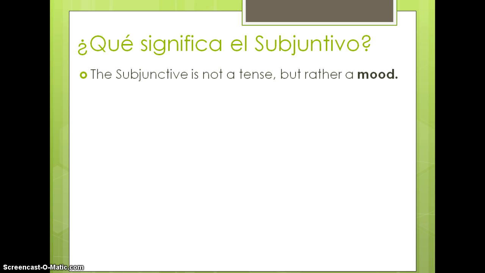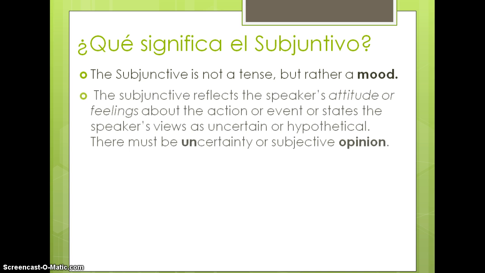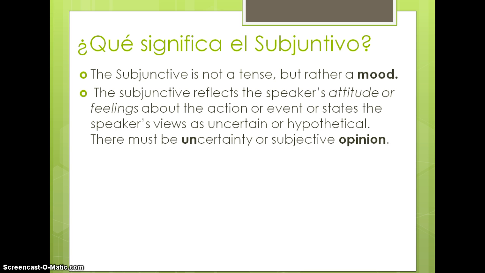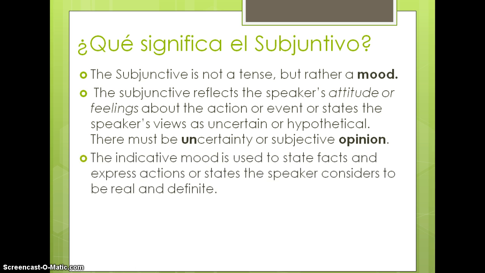We need to remember the subjunctive is not a tense, but it's a mood, just like the indicative. The tense is that we will be looking at the present subjunctive today specifically. The subjunctive is used when we want to reflect the speaker's attitude or feelings about the action or event, or states the speaker's views as uncertain or hypothetical. So there has to be that degree of uncertainty or subjective opinion. This is different from the indicative mood because that is used to state facts and express actions or states that a speaker considers real and definite.